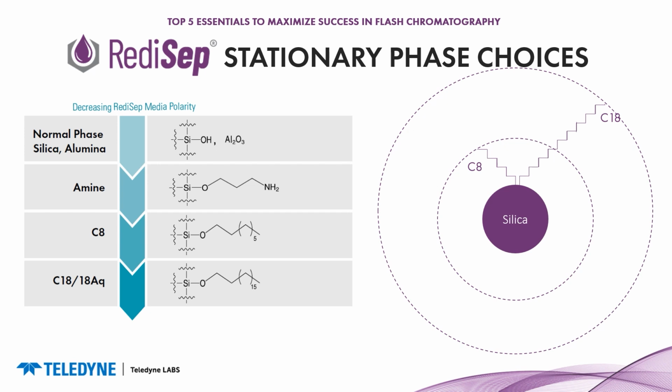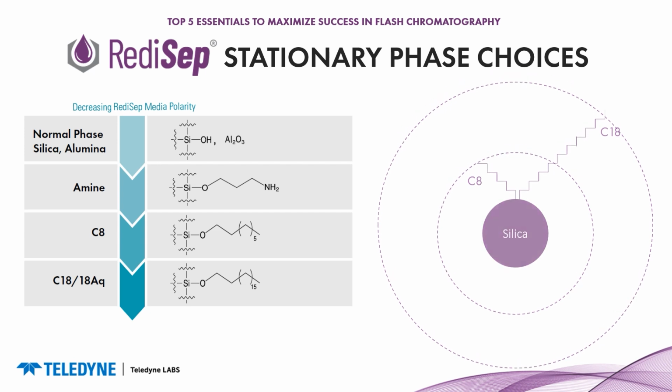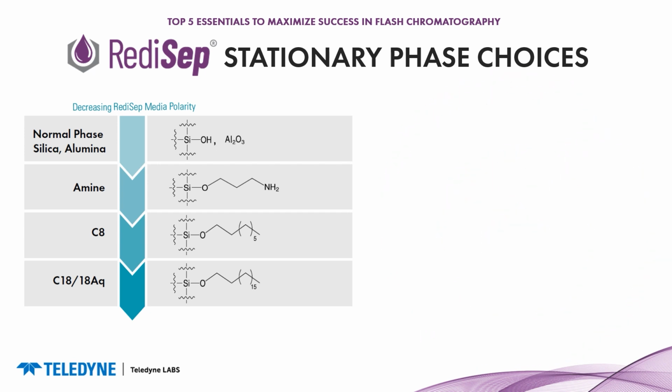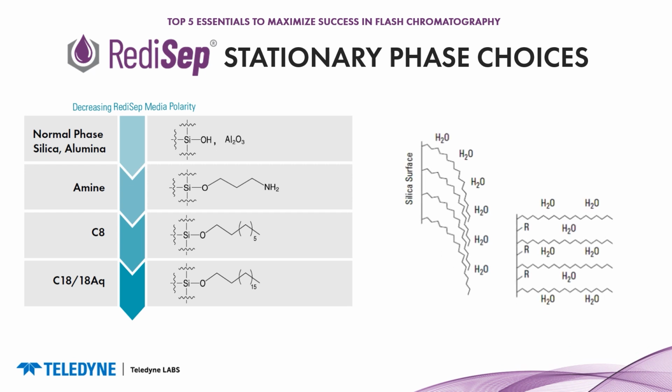So if you have a large compound of interest and you're using reverse phase, you might want to look at a C8. That might give you better resolution. Same could be said for looking at a C18AQ. The problem with C18 is that those large carbon chains are so hydrophobic that you can't really use a lot of water in your solvent systems.